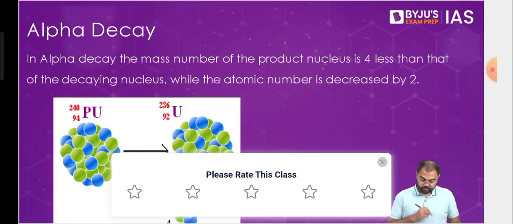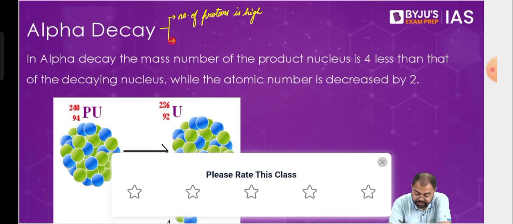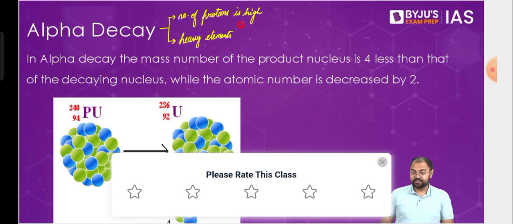Now, the first one here is alpha decay. Just remember, when is alpha decay happening? When the number of protons is high, meaning it is a phenomenon associated with heavy elements. Alpha decay is something that we see in heavy elements.